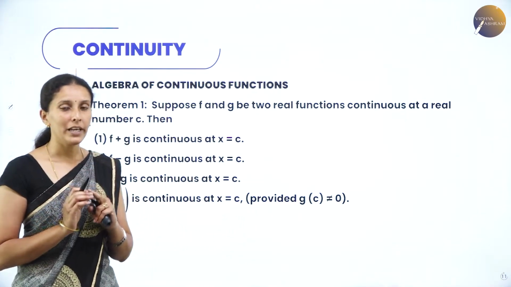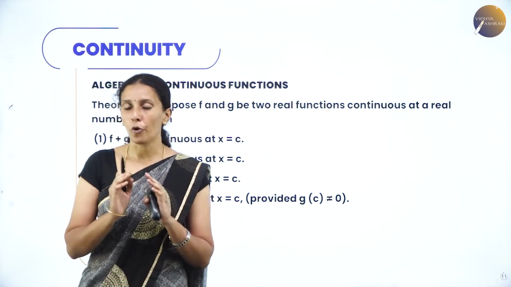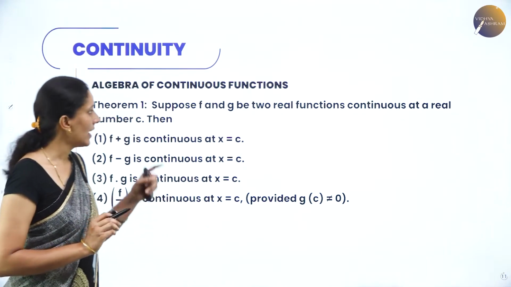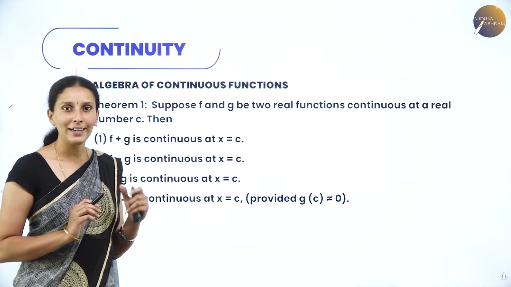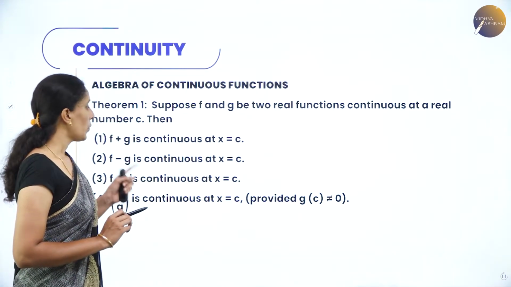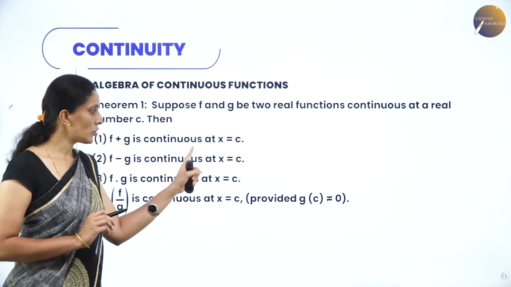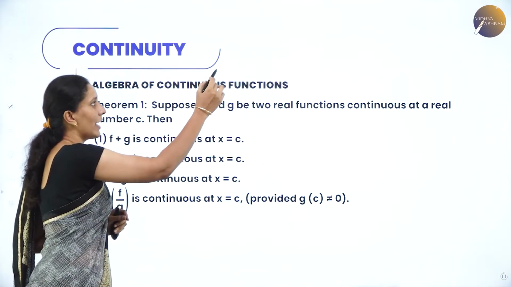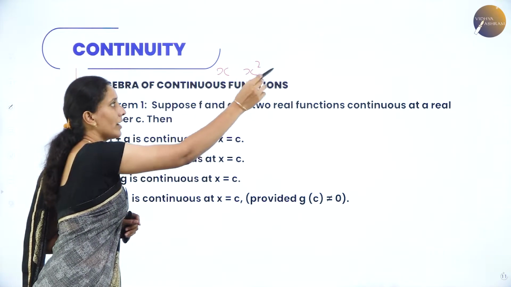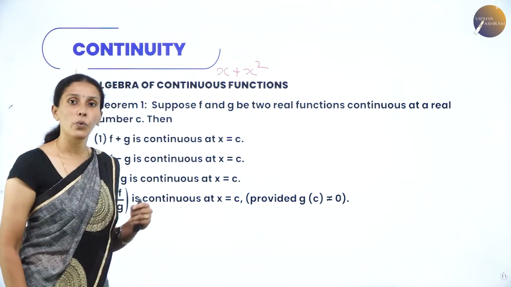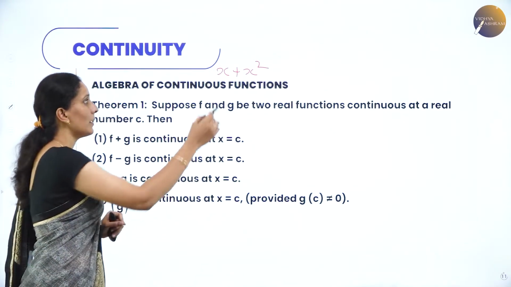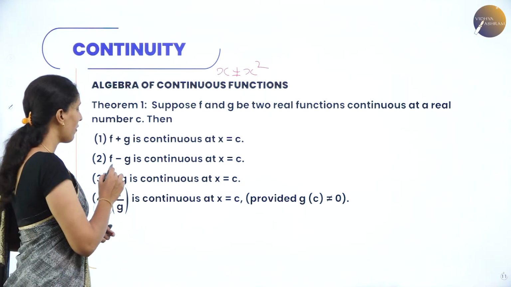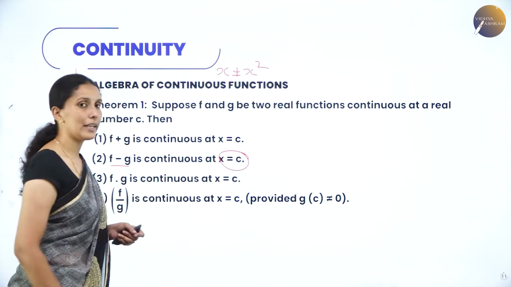Then what will be the sum, difference, product and quotient of these functions? Whenever two functions are continuous at the given point or at the given domain, then we say f plus g is also continuous at x is equal to c. For example, if we have x is continuous as well as x square is continuous, then x plus x square is also a continuous function. Similarly, x minus x square is also a continuous function. That is, f minus g is also continuous at the given point.